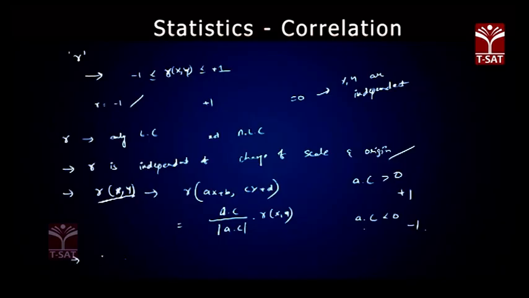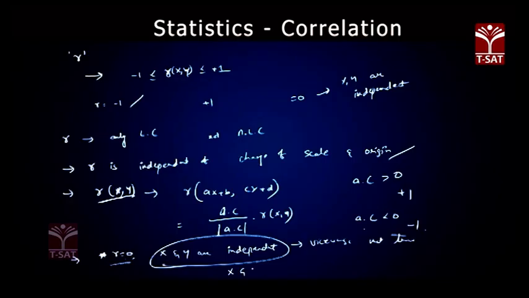Now we are saying that if r is equal to 0, then x and y are independent. But the vice versa is not true. That means when you say that r is equal to 0, x and y are independent, but when x and y are independent, we cannot conclude that r is equal to 0. So when r is equal to 0, x and y are independent, we can conclude that, but when x and y are independent, we cannot conclude that r is equal to 0.